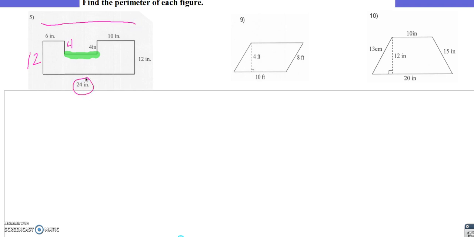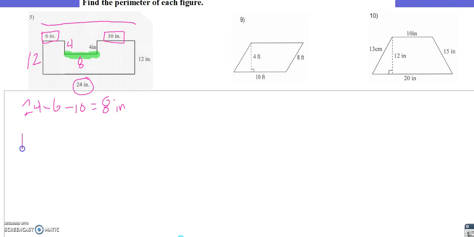Now if we have a 6 used right here, and a 10 right here, we need to figure out what's left over for that green space. So I know it's going to be 24 minus the 6 we know, minus the 10 we know. That's going to make that last section 8 inches. So I can label that right here as 8.